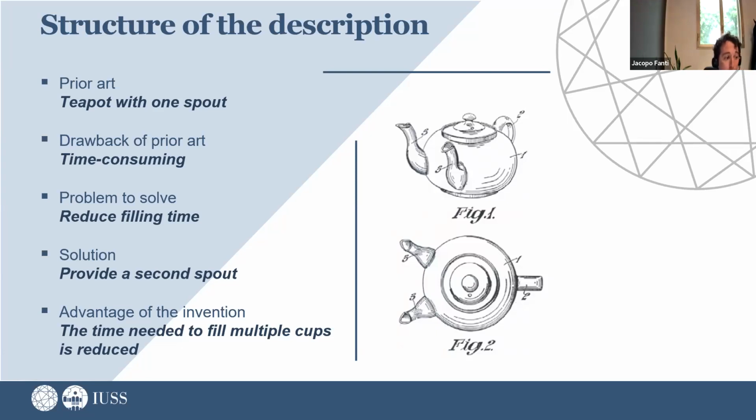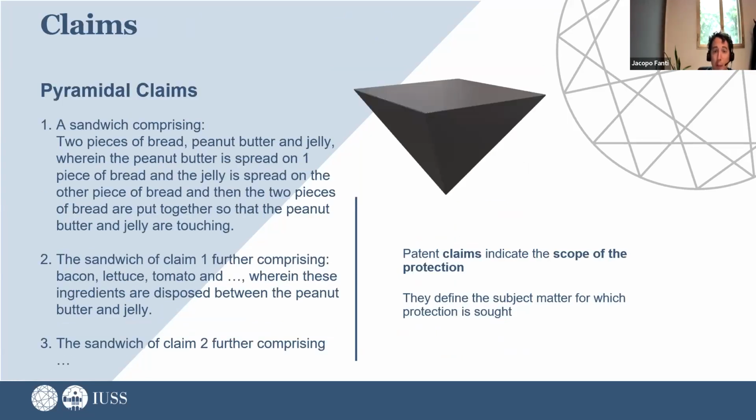And so we provide a solution. And our solution in this case is to provide a second spout to the teapot. And the advantage of the invention is that the time needed to fill multiple cups is reduced. This is the typical structure of the description of a patent application: prior art, the drawback, the problem to solve, our solution, and the advantages of our solution. Then we have another very important section of the patent, which is the claims. And we have a pyramidal structure in this case. And the claims define the legal scope of the patent.